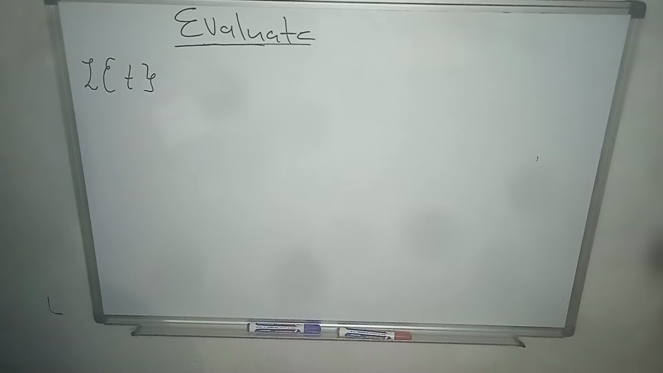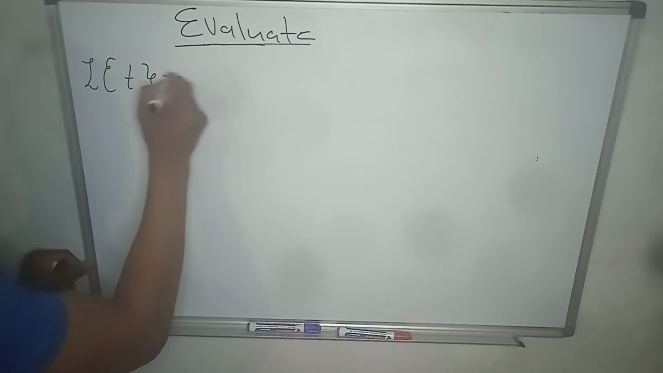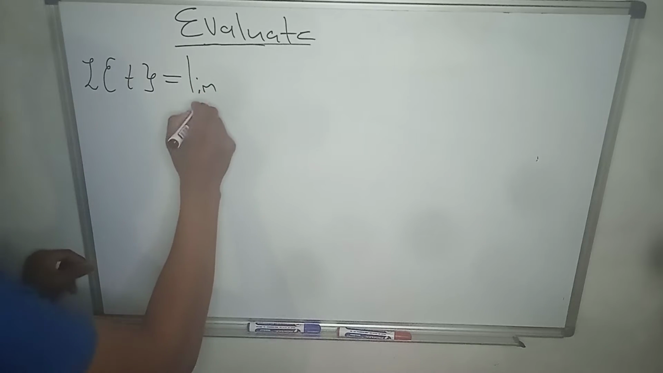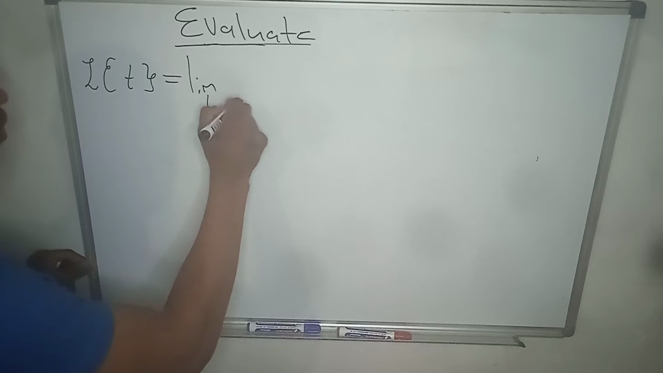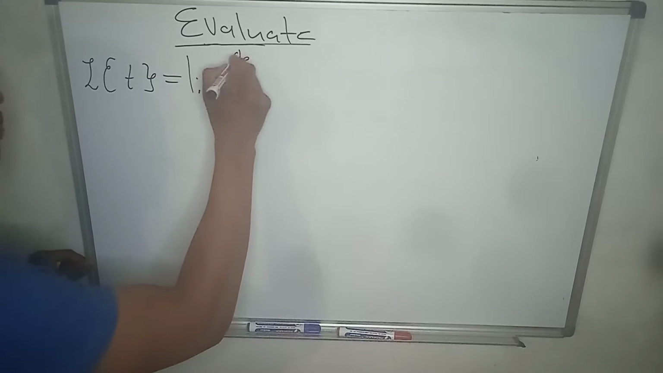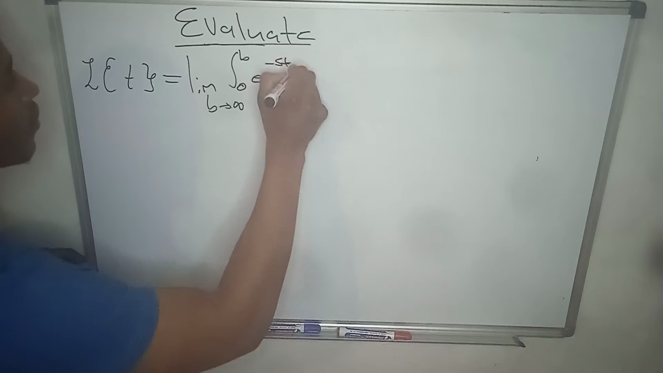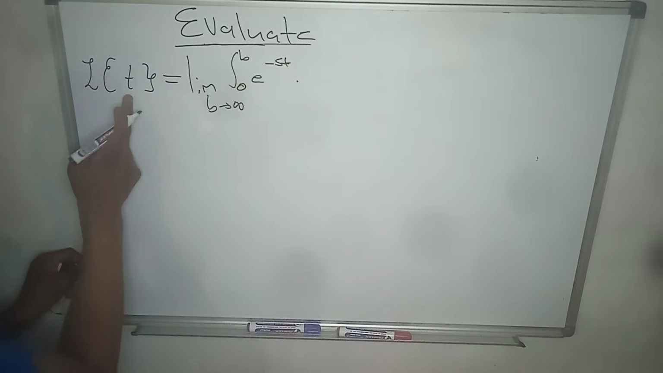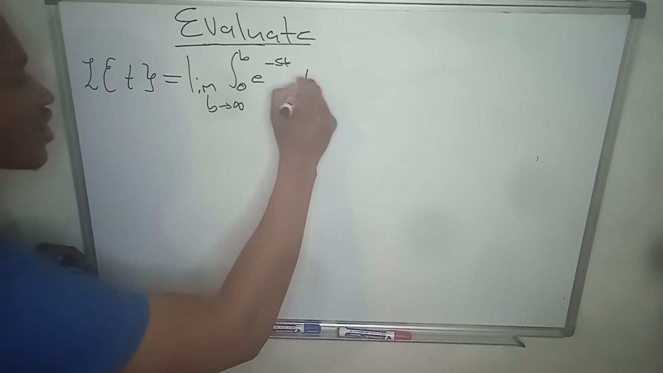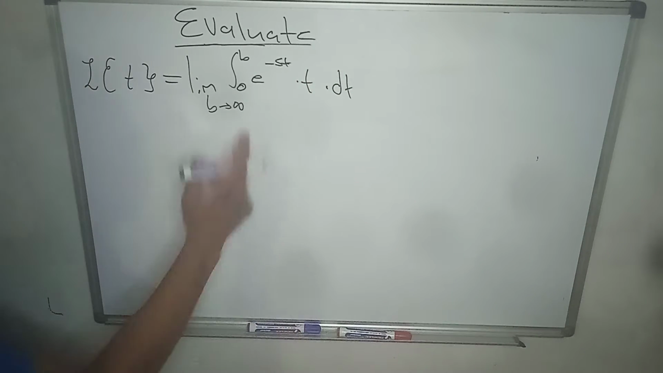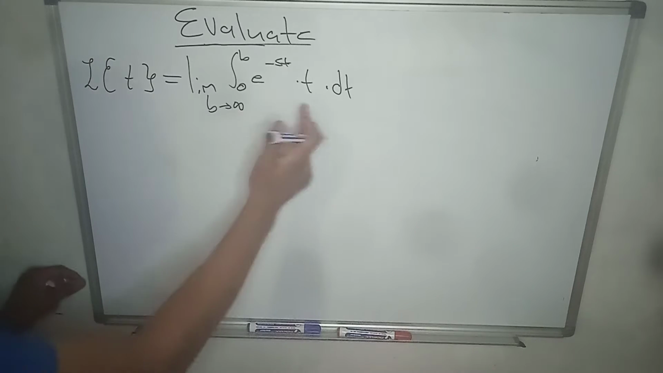So suppose that you are given a Laplace transform of t and they're asking us to evaluate. So we start by writing our formula, which is the limit as b approaches infinity of the integral from 0 to b of e^(-st) times f(t), but our f(t) in this case is just t, dt. I've substituted. So how can we integrate this?